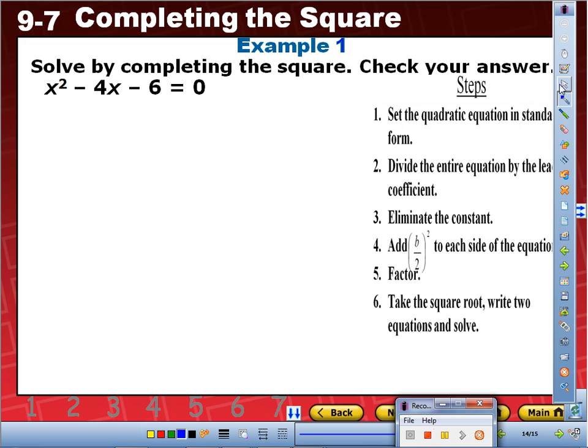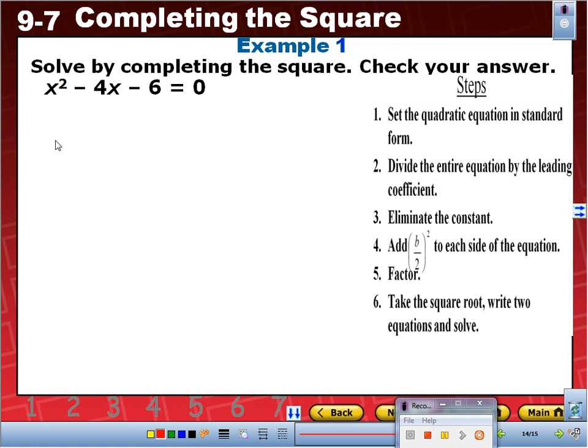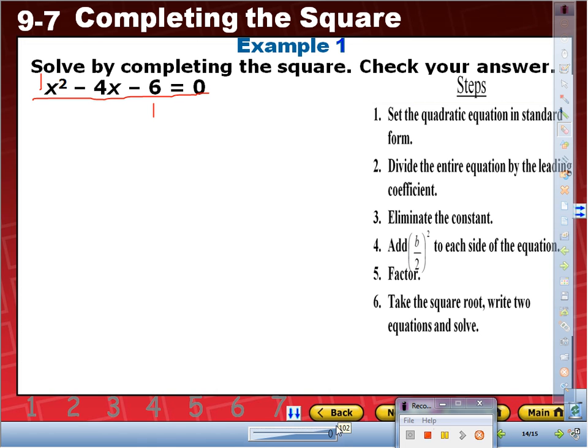So here we go. Step 1, set the quadratic equation in standard form. By looking at it, it's already in standard form, from highest degree to lowest degree. Step 2, divide the entire equation by the leading coefficient. Let's see, my leading coefficient on this one is a 1. So if I divide everything by 1, everything stays the same, doesn't it? So therefore, it's redundant. So I'm not going to actually do that step. I'm going to erase it. I just wanted to show you what the step looks like.